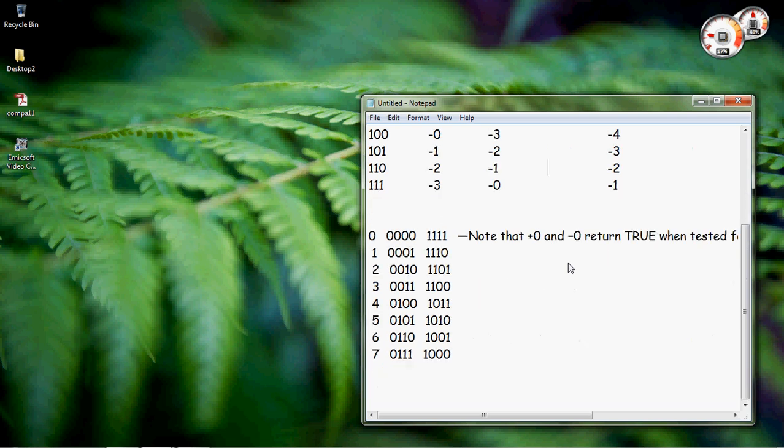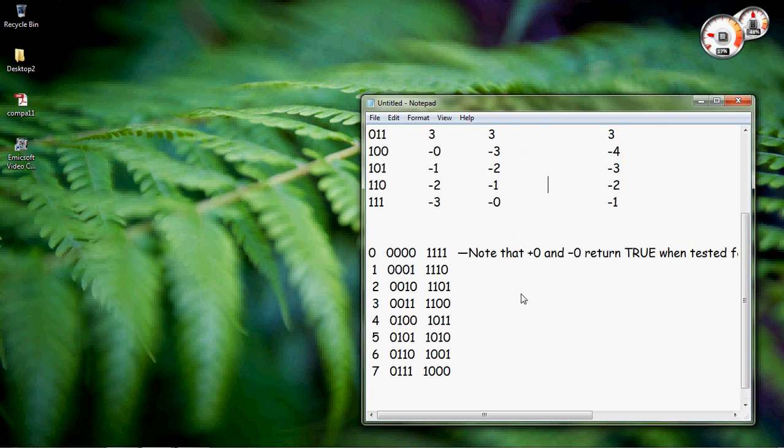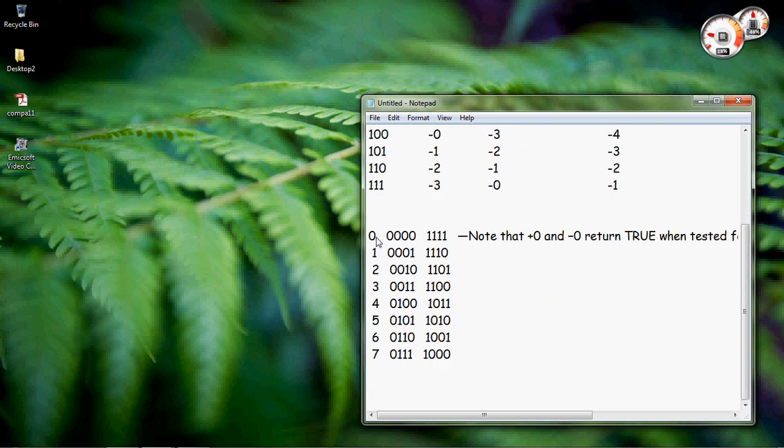Similarly, if you want to represent values from positive 0 to positive 7 and minus 0 to minus 7, then this is an example in 1's complement system. 0 represents 0 and this is minus 0.